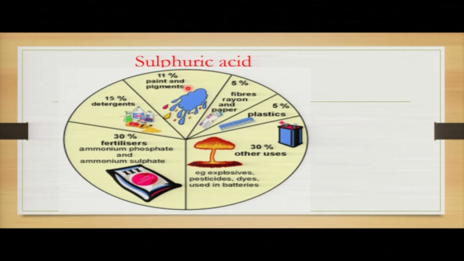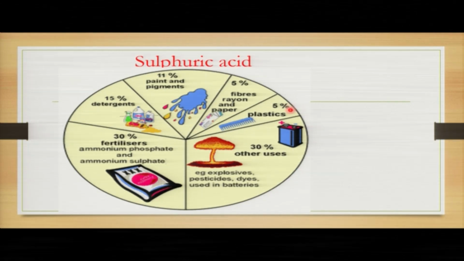11% goes to the paints and pigments. That is sulfuric acid. 5% goes to the fibers, rayon and paper, in paper manufacturing industries and other fibers. 5% goes to the plastics that we use in our homes.